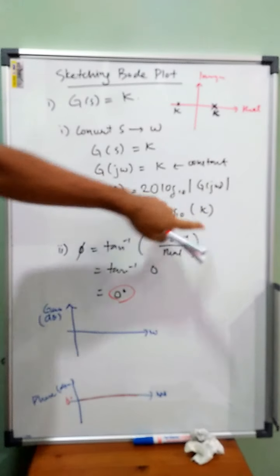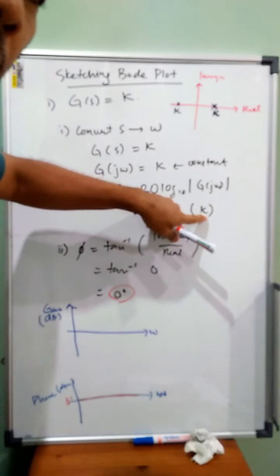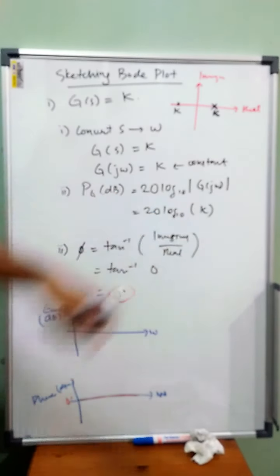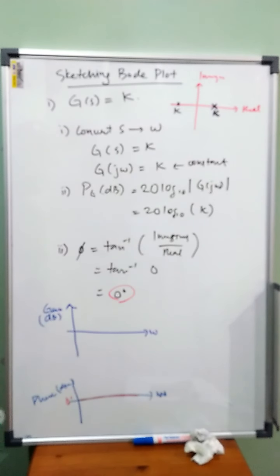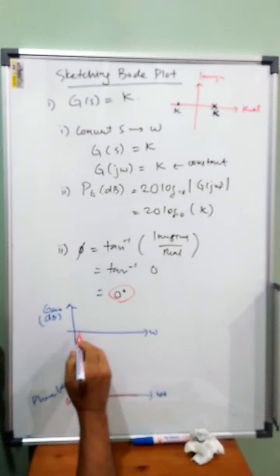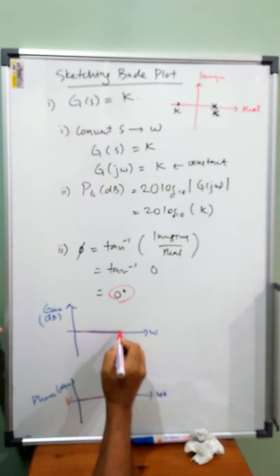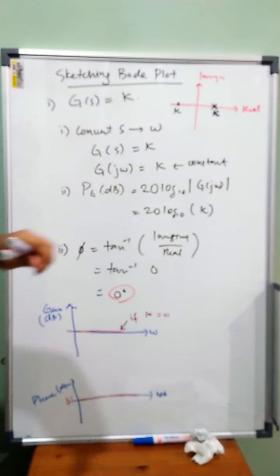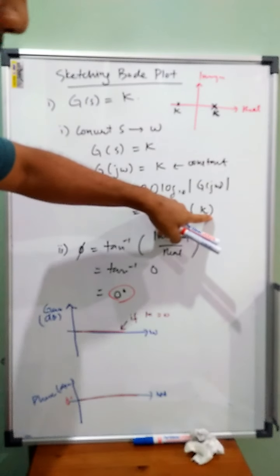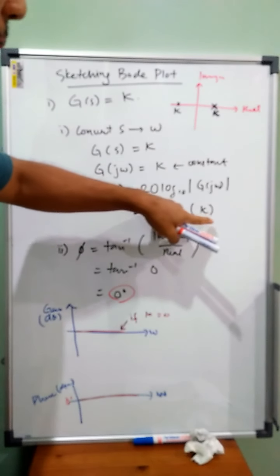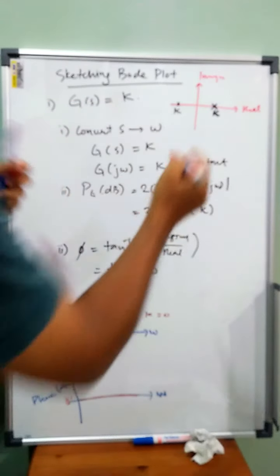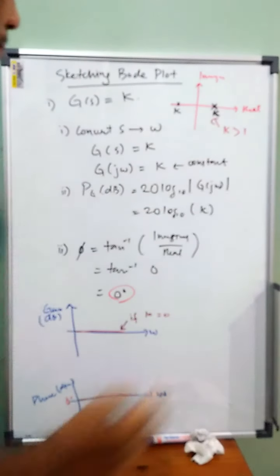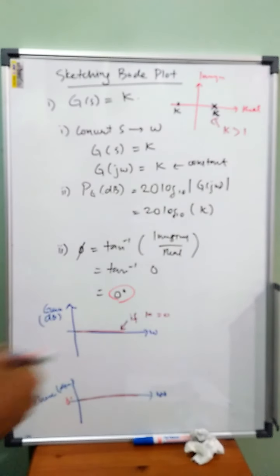Okay, 20 log K. If K equal to 1, 20 log 1 equal to 0. So if K equal to 1, our gain will be 0. If K is greater than 1, that means positive. If K is positive, greater than 1, our gain will be positive.